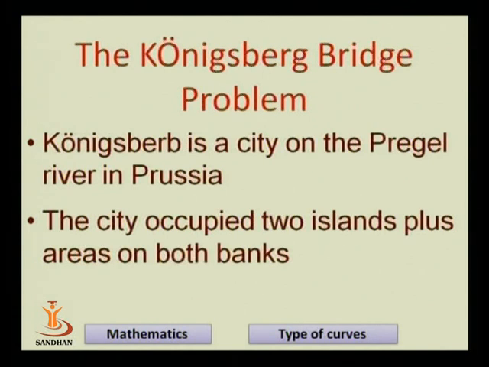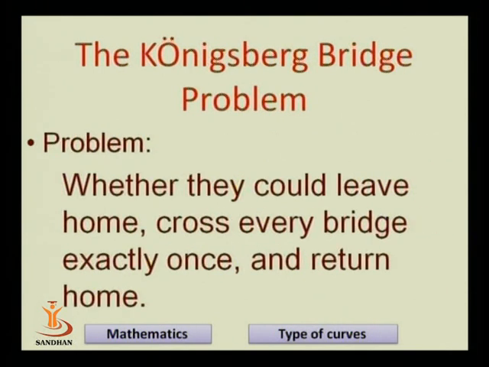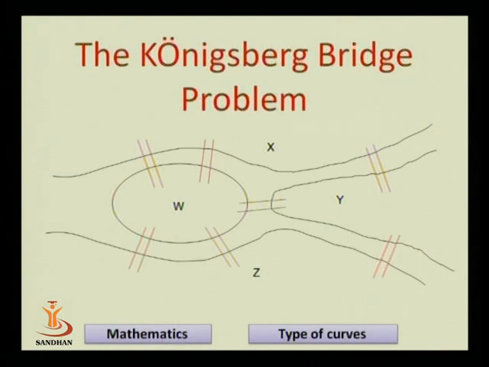In the Königsberg Bridge problem, Königsberg is a city on the Pregel river in Prussia. The city occupied 2 islands plus areas on both banks. Here is the problem. These 2 islands, island W and island Y, are connected with 7 bridges, and the outside land areas X and Z are connected with the 7 bridges.